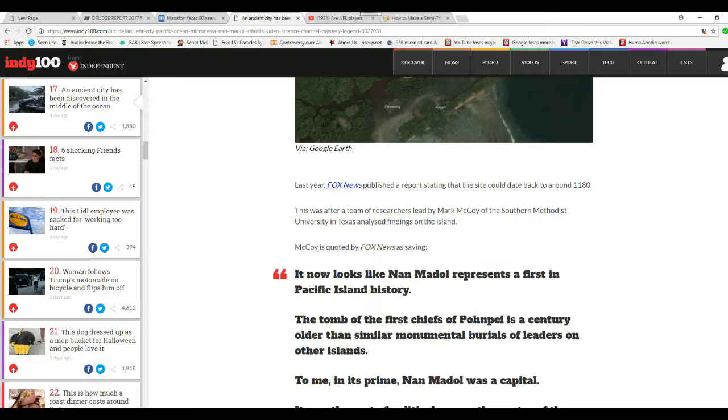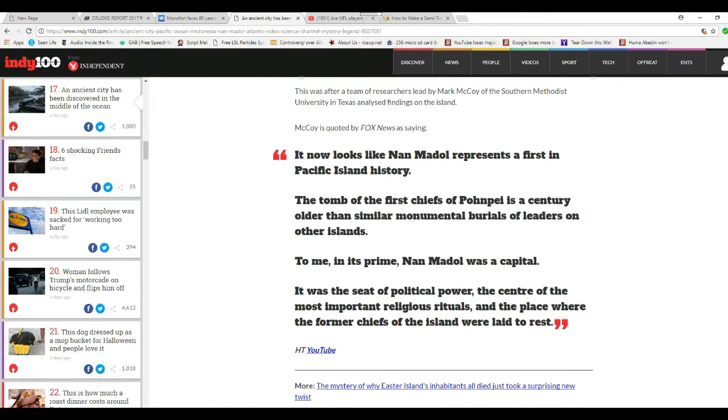Last year, Fox News published a report saying the site could date back to around 1180. This was after a team of researchers led by Mark McCoy of Southern Methodist University in Texas analyzed findings on the island. Now it looks like Nan Madol represents the first in Pacific island history, and the tomb of the first chiefs of Pohnpei is a century older than similar monumental burials of leaders on other islands.